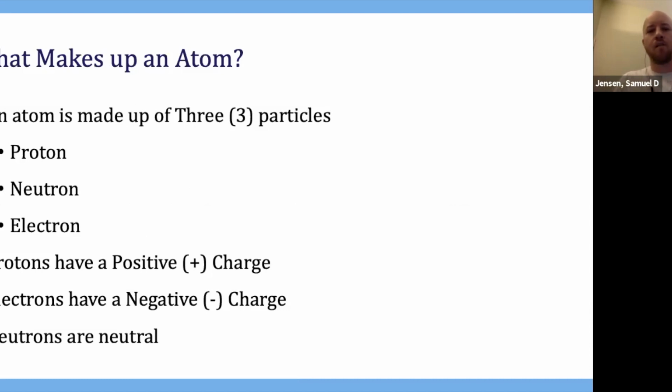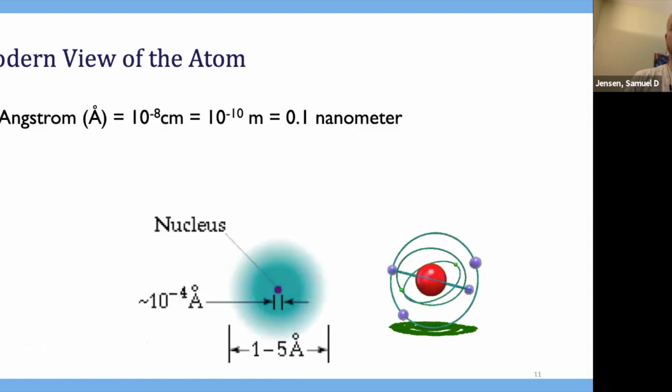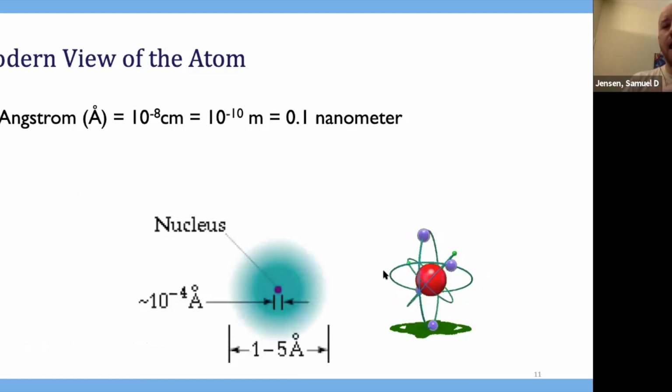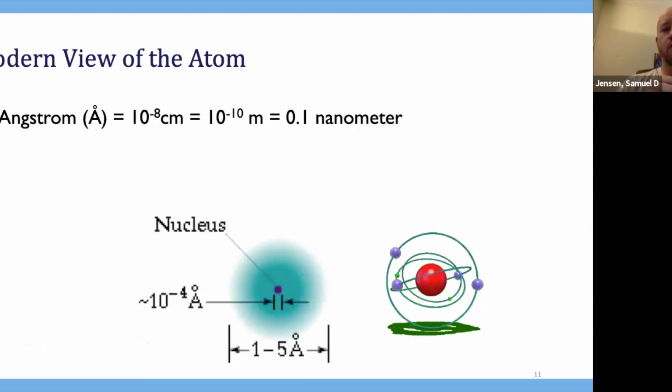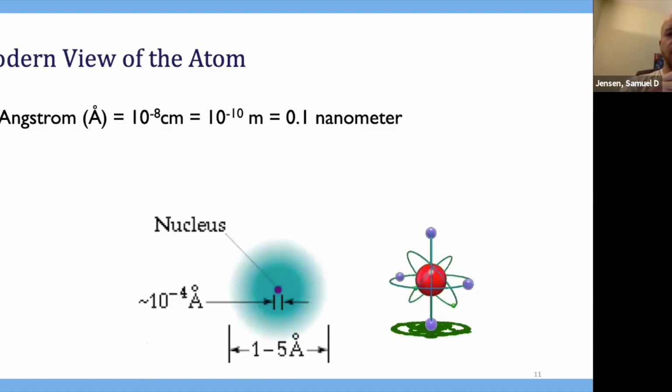In an atom, these are basic things that most people are familiar with, at least in some regards. There are three basic particles of an atom: a proton, a neutron, and an electron. For our purposes, protons are positively charged, electrons are negatively charged, and neutrons are neutral. Now there's another unit here that you're going to see. It's called an angstrom.